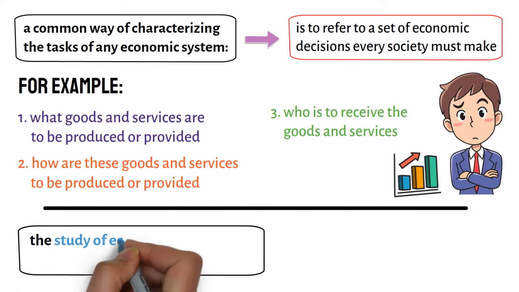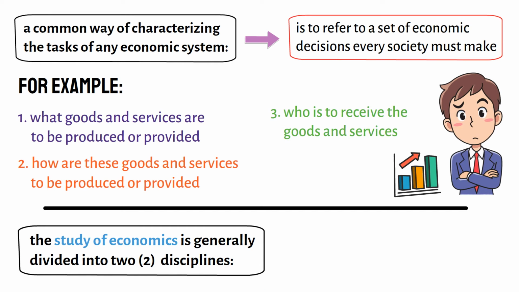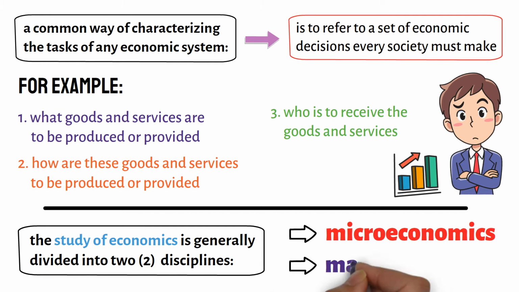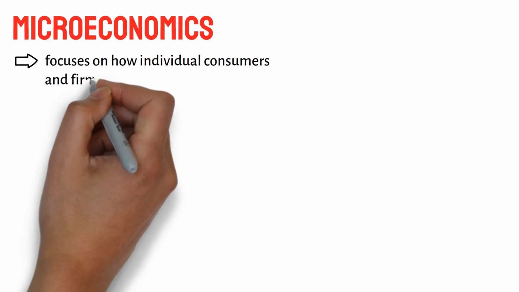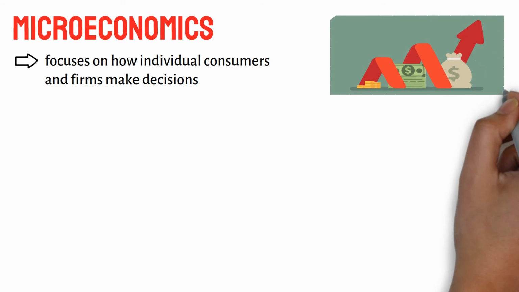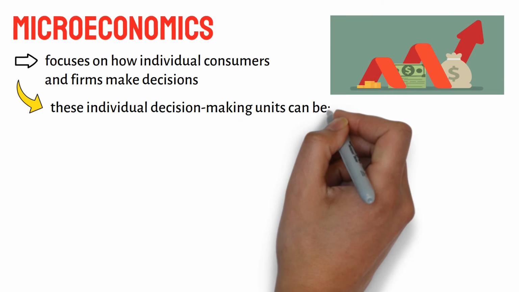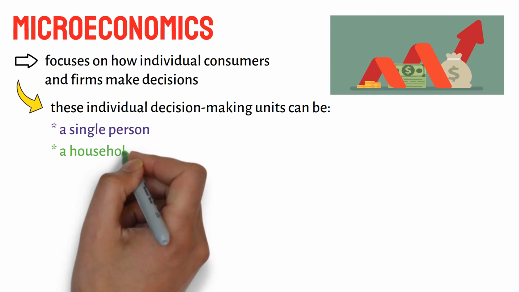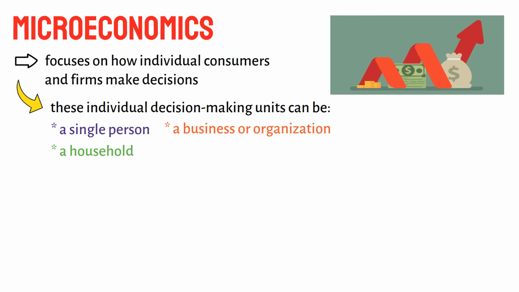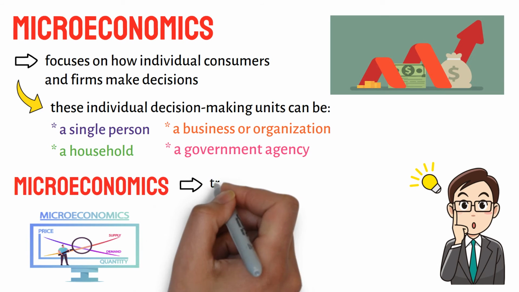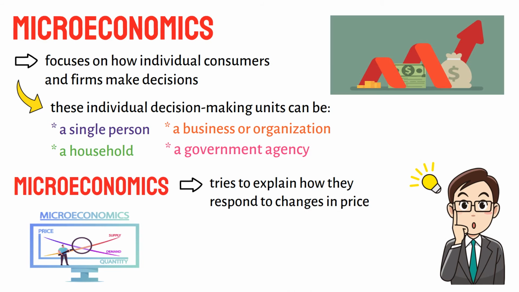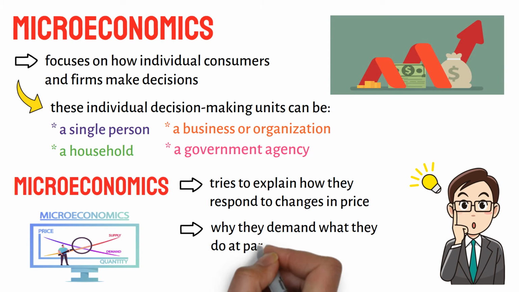The study of economics is generally divided into two disciplines, namely, microeconomics and macroeconomics. On the one hand, microeconomics focuses on how individual consumers and firms make decisions. These individual decision-making units can be a single person, a household, a business or organization, or a government agency. Analyzing certain aspects of human behavior, microeconomics tries to explain how they respond to changes in price and why they demand what they do at particular price levels.